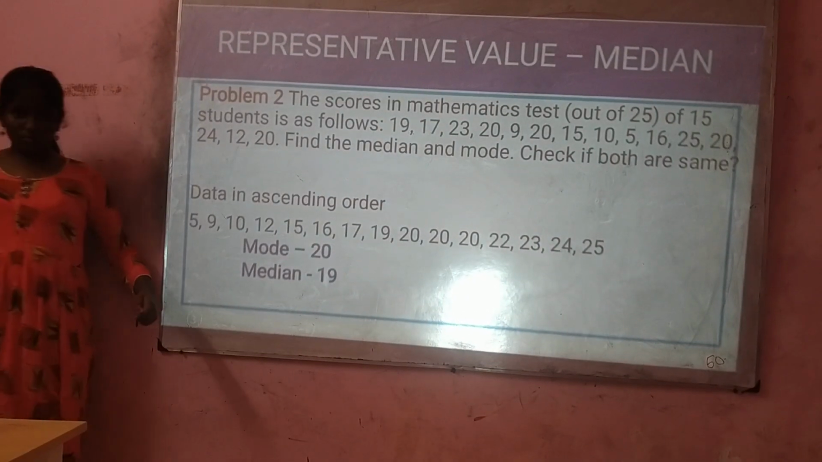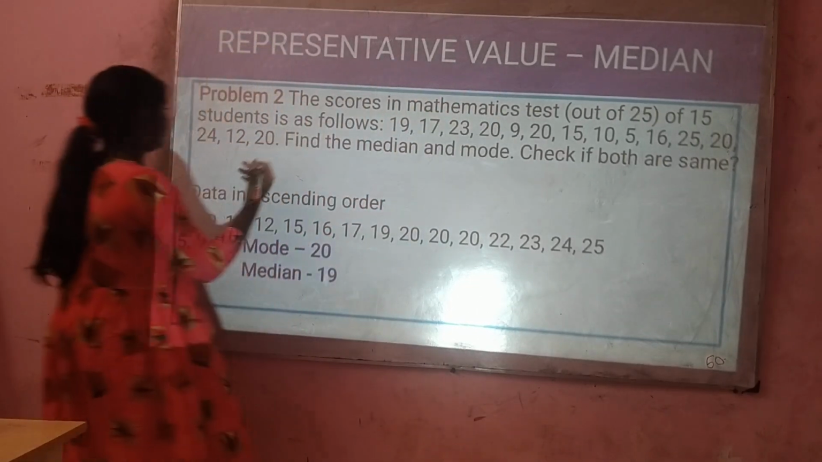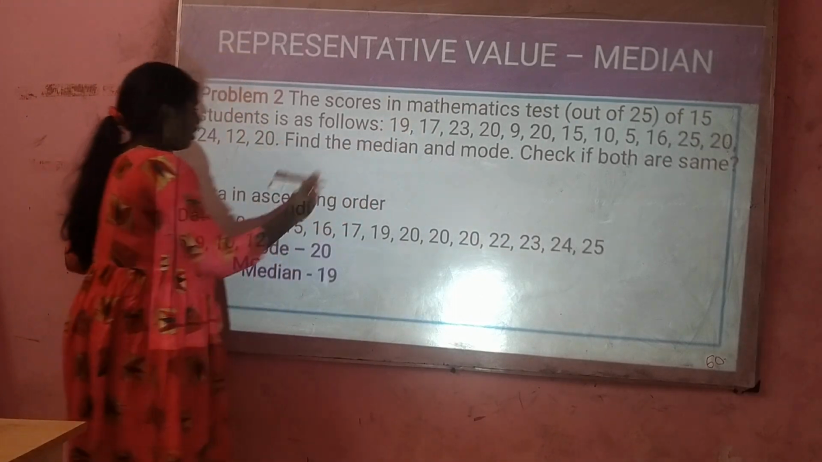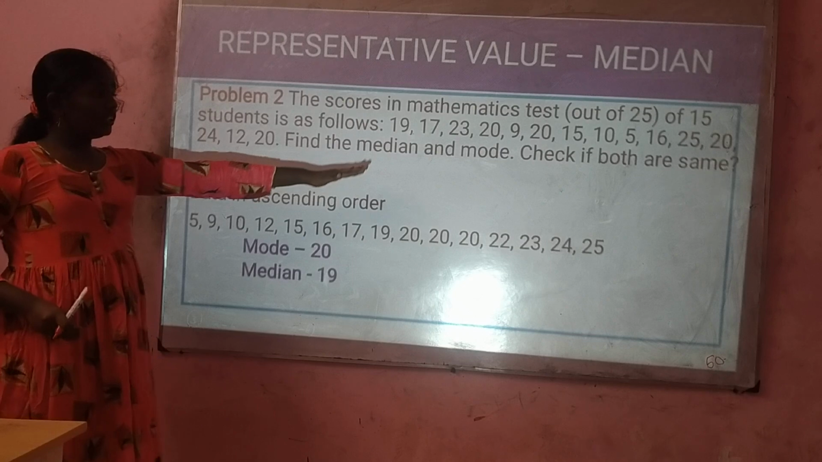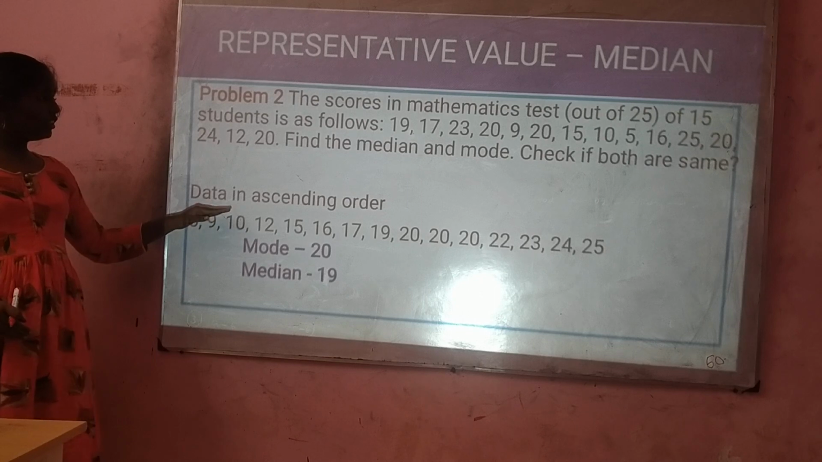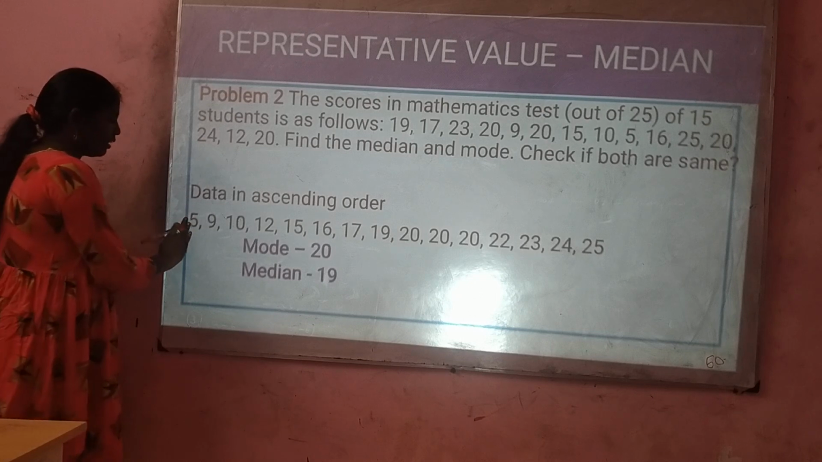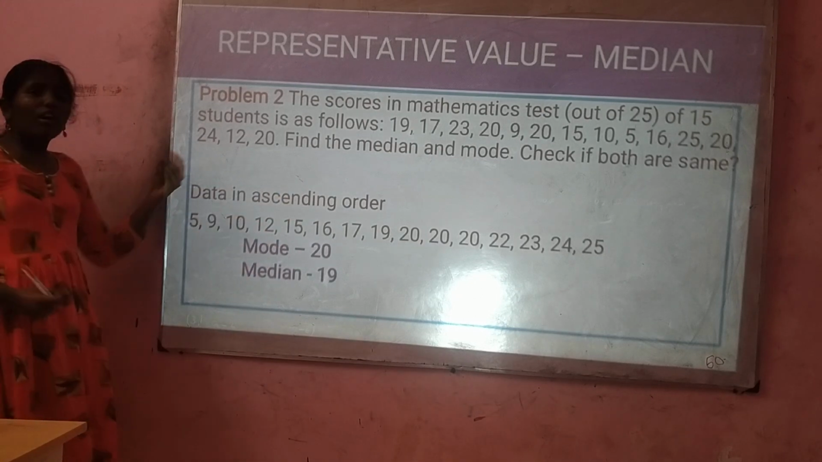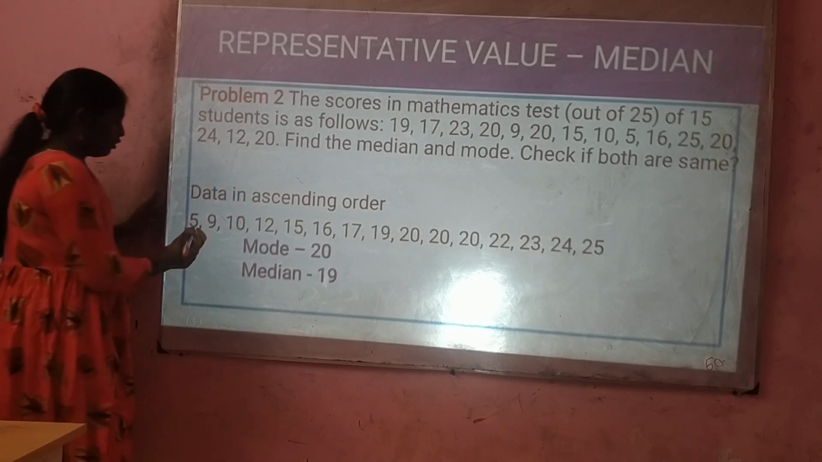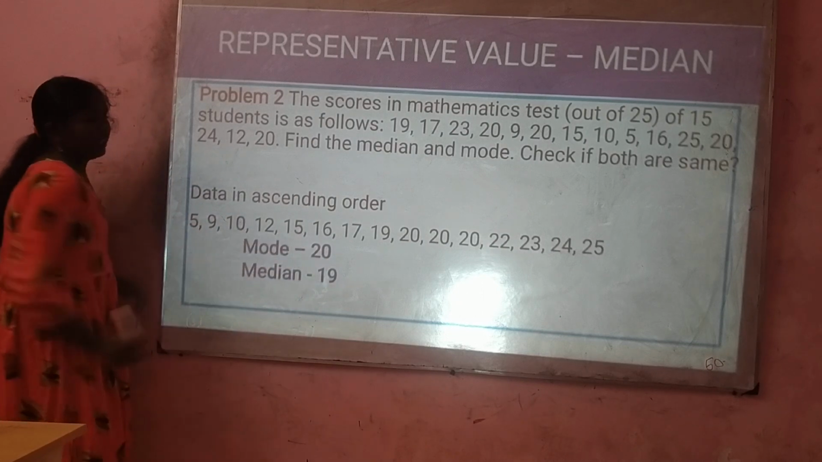Problem number 2. The scores in a mathematics test out of 25 of 15 students are as follows. 19, 17 and all the scores. Find the median and mode, and check if both are the same. First, to find the median, we keep the data in ascending order, and it will also be easy to find the mode because we can find the number which is repeated most. So we found that the median is 19 and the mode is 20.